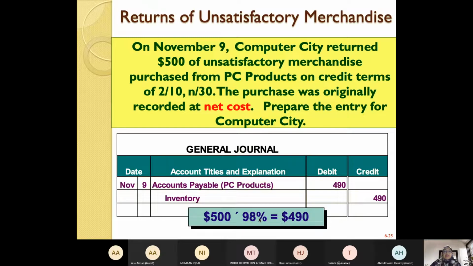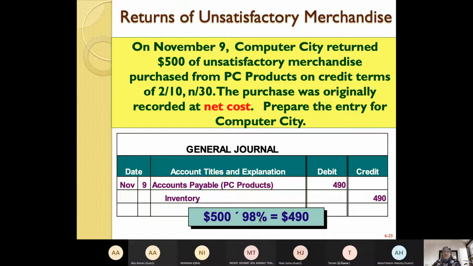Right, next is when there's a return of unsatisfactory merchandise. On November 9, Computer City returned $500 of unsatisfactory merchandise purchased from PC Products on credit terms of 2/10, net 30. The purchase was originally recorded at net cost. Prepare the entry for Computer City.